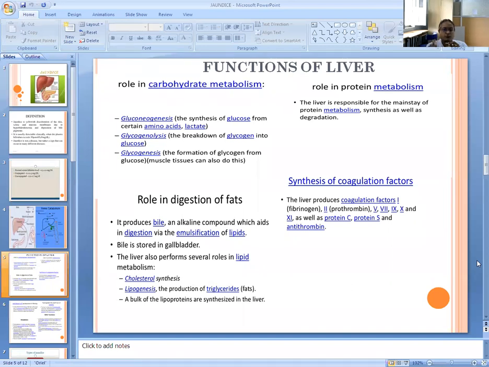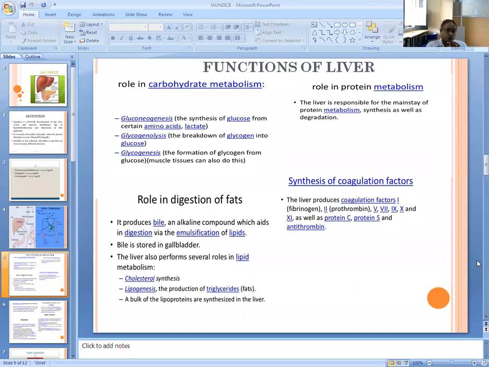So role in digestion of fat, role in carbohydrate metabolism, now the role in protein metabolism. The liver is responsible for protein synthesis as well as degradation. This is the synthetic function of the liver: synthesis of glucose, lipoprotein, and albumin, which is a protein, in all three metabolisms.